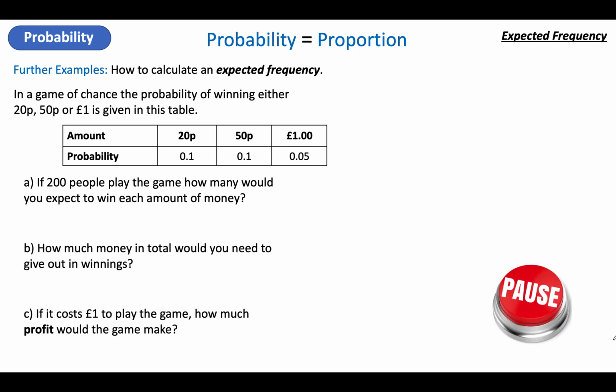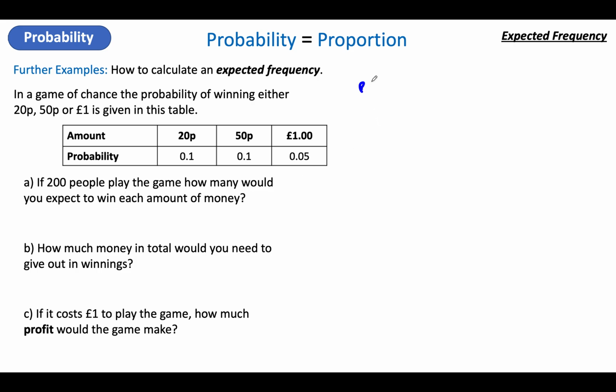So here's another game of chance, and you can win different amounts this time. And well, the question's pretty self-explanatory. Pause the video, unpause when you're done. Unpaused. Right, if 200 people play the game, how many would you expect to win each amount?